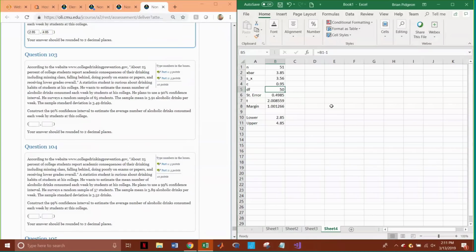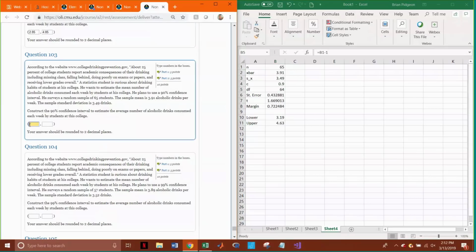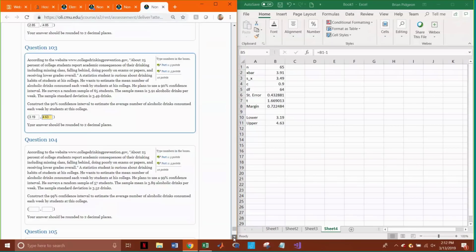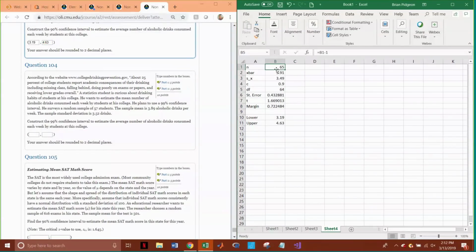All right, literally, the next two questions are the exact same. So all we're doing is changing the confidence level and other stuff. So we have 65 students. In that sample, the mean is about 3.91 per week. Standard deviation is 3.49. We want a 90% confidence interval. So we get in this one, it's 3.19 to 4.63.